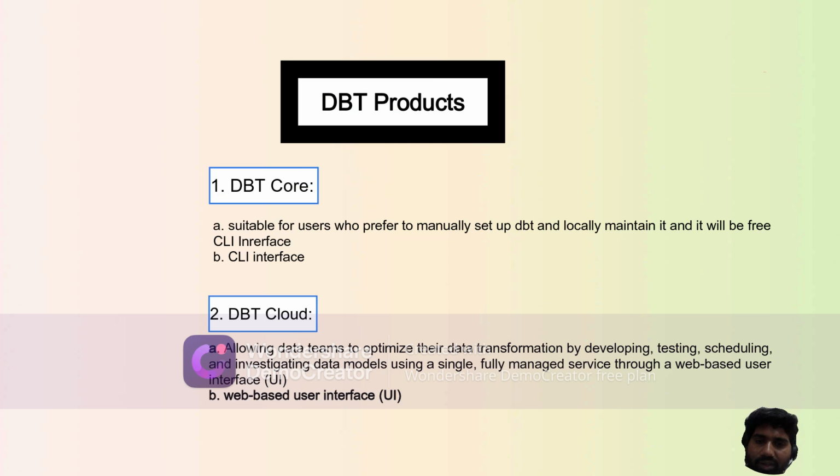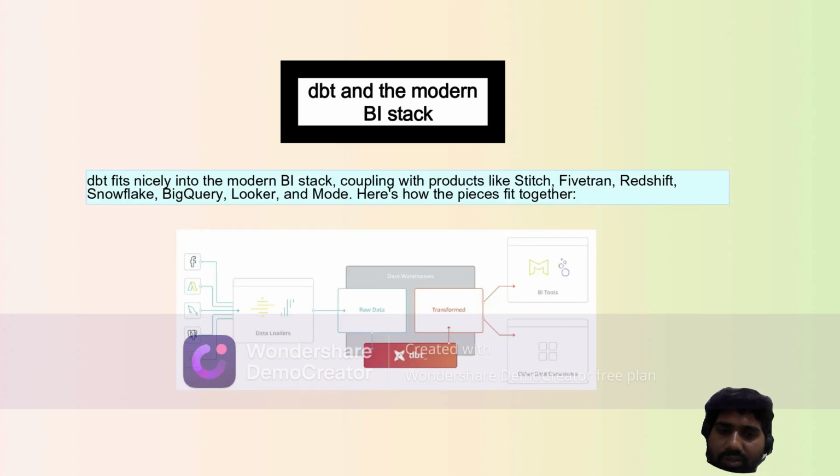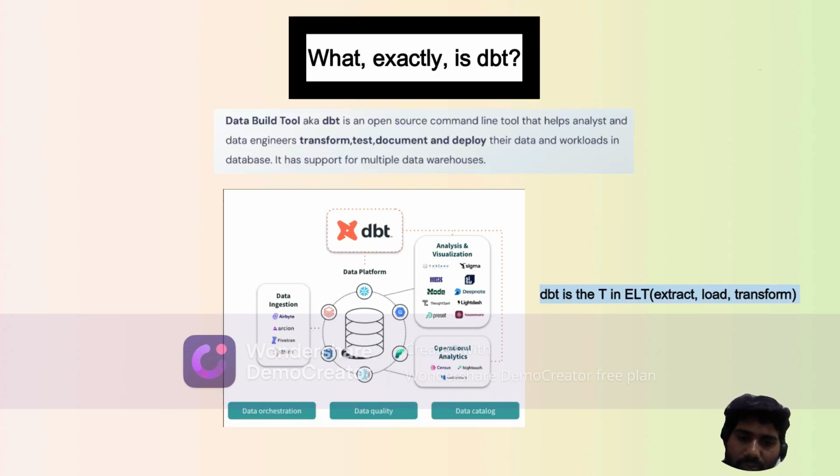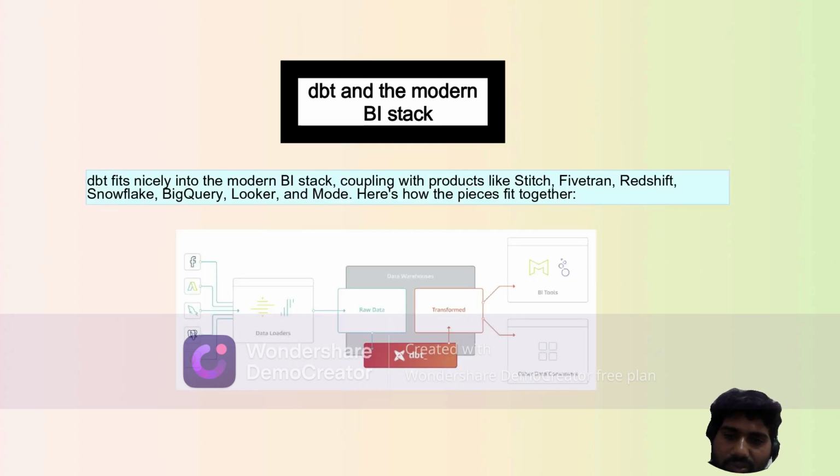The third one is DBT and modern BI stacks, how DBT is used with modern BI stacks. In the previous diagram we saw the different tools used for the different layers. Here we are considering Snowflake as our data warehouse, and I will explain based on that. On the left-hand side, we saw the ingestion tools in the previous diagram, Airbyte, Arcion, and others. Those come into the picture in the data loader box.